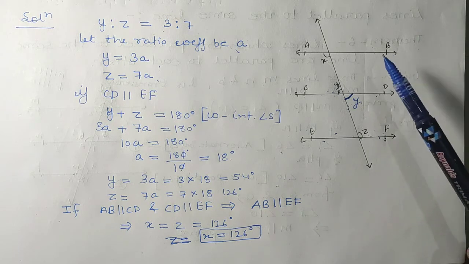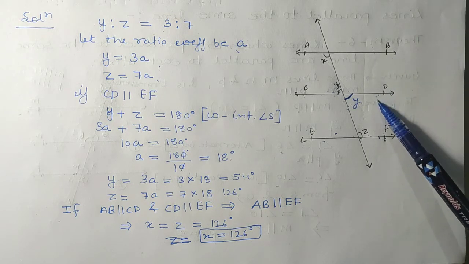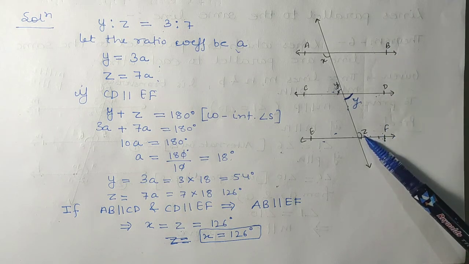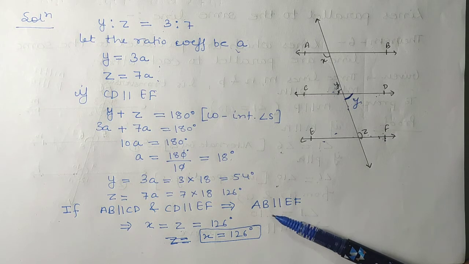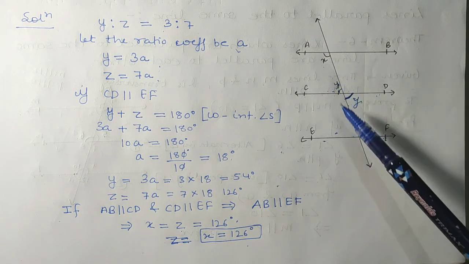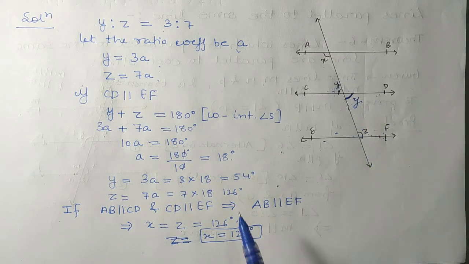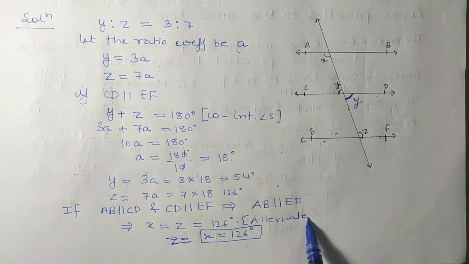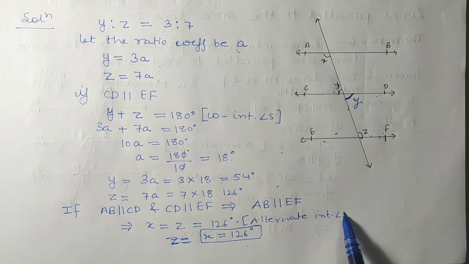After that, in this question it was given AB is parallel to CD and CD is parallel to EF. This will imply that AB is parallel to EF also. Now X is equal to Z is equal to 126 degrees, because these angles X and Z are alternate interior angles. Here you have to write the reason also: alternate interior angles. So like this students, we can solve this question also. Just pause the video and note it down.